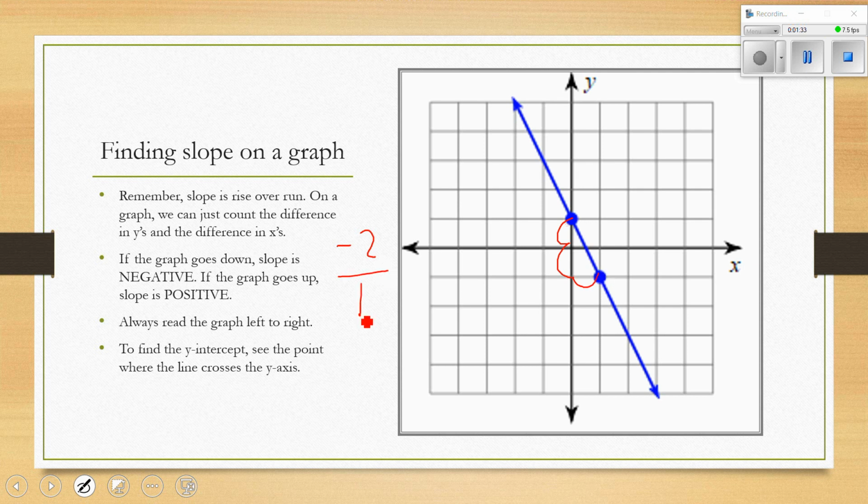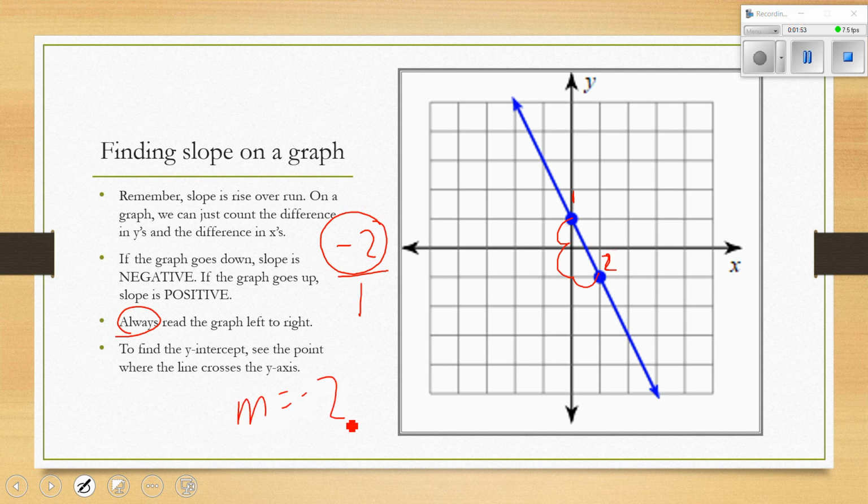You always read the graph from left to right. So you would start at this point, this is point 1, and go to point 2. If you're going down, this slope right here is negative. If you were going up, that would be positive. So to finalize, your slope right here would be negative 2.